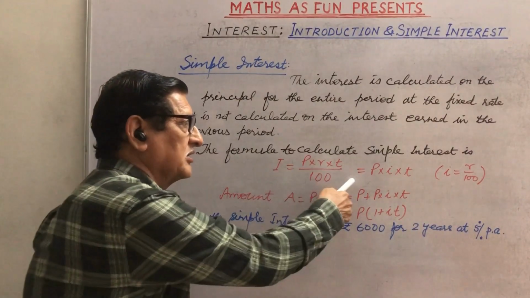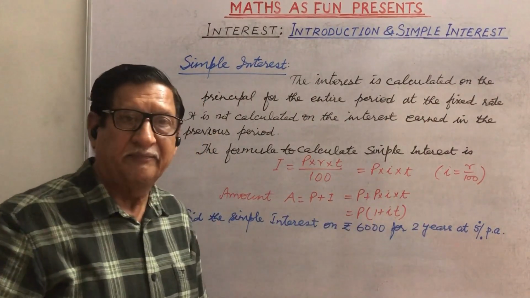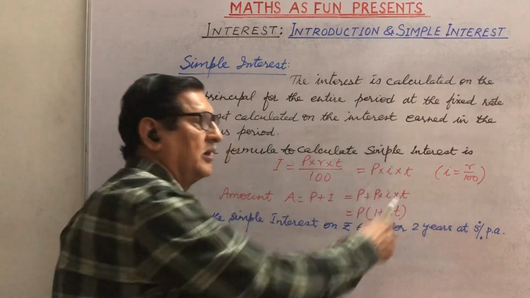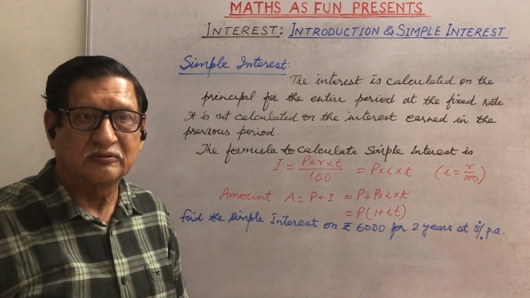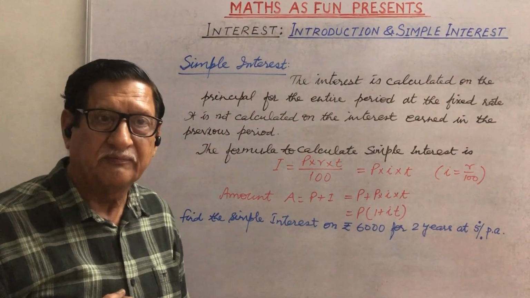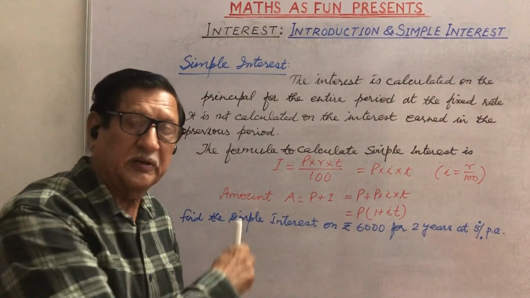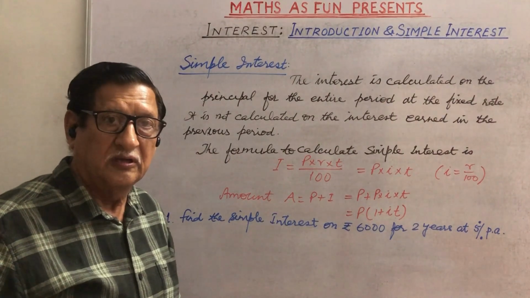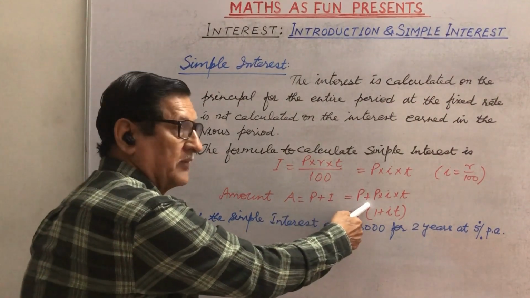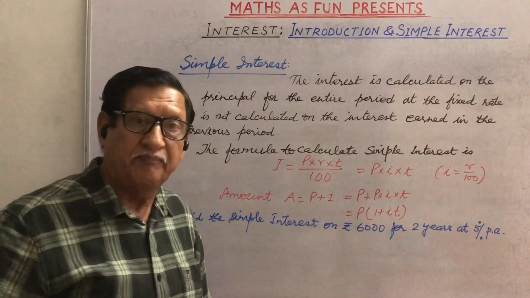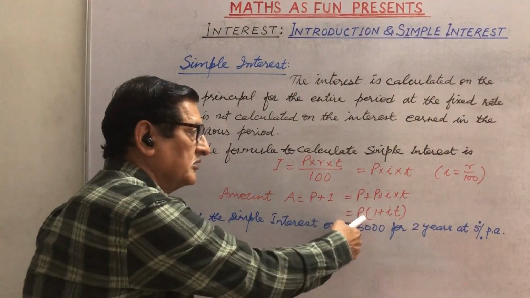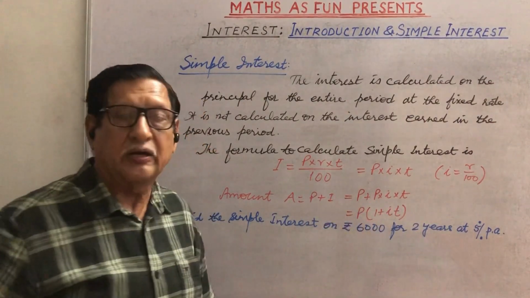We can also write this as P into I into T, where we take I as R upon 100. Then what will be the amount? Amount is P plus I, principal plus interest. We can also write this as P plus P into I into T. If we take P common, this is P into 1 plus IT.